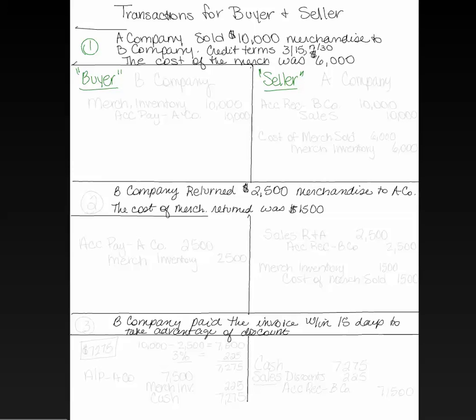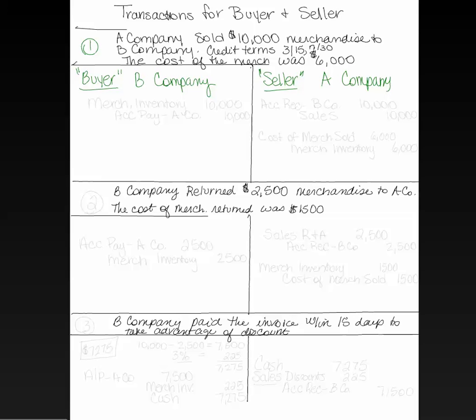In part 1, A company sold $10,000 worth of merchandise to B company. So first of all, the seller is A company and the buyer is B company. It says the credit terms are 3, 15, and 30. That means that you can save 3% if you pay it off within 15 days. And the cost of merchandise that was sold was $6,000, but we won't worry about that until we are doing the entries for the seller.